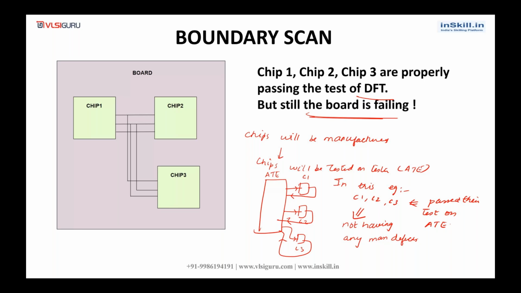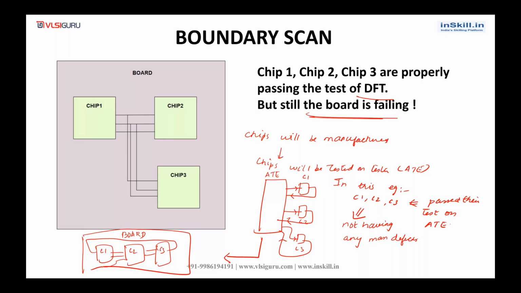Now once the chips are tested on the tester, these chips will be placed on the board. Board is nothing but the PCB board. So chip 1, chip 2, chip 3 will be placed on the board, and then these interconnections and all will be formed. Okay, so now what is happening? The board is being tested.